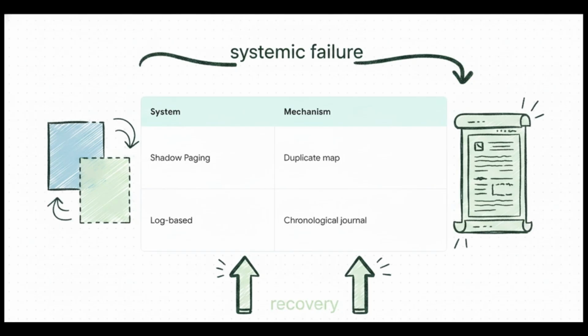Log-based recovery keeps a meticulous, chronological journal of every single action. If the system crashes, it's like rereading a diary to carefully reconstruct the database step by step and literally fix the past. Shadow paging, on the other hand, creates a hidden, duplicate map of the data. If things go wrong, it's like instantly swapping a broken engine for a perfect spare. Both of these are there to rescue your data when you need it most.